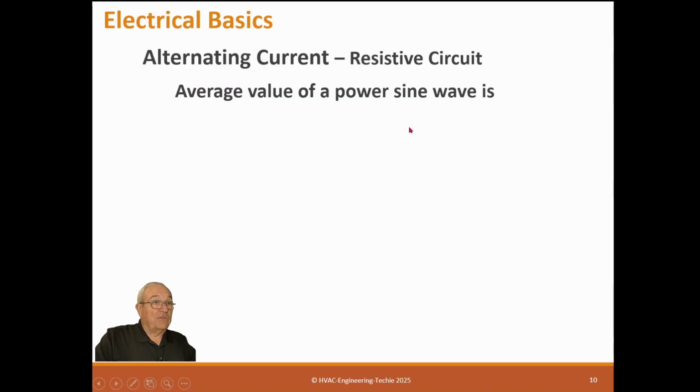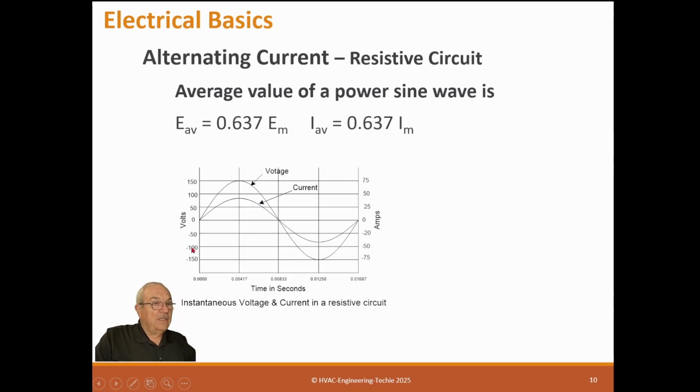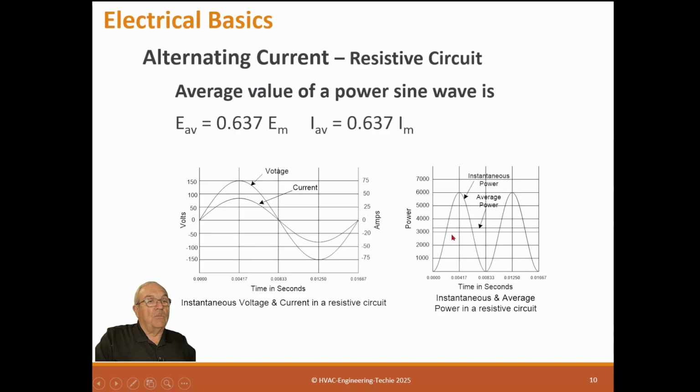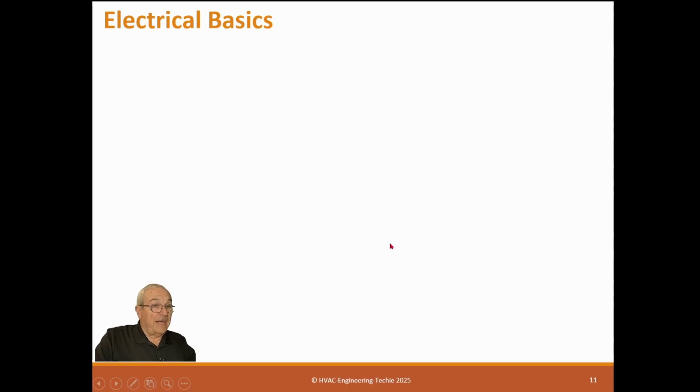Alternating current in a resistive circuit: the average value of a power sine wave is E equals 0.637 times E maximum, and the amps is 0.637 as well. That's the average. This is current, this is voltage, in a resistive circuit. You see they're right following each other, because that's what a resistive circuit is, and the average voltage is going to be at 0.637 of the maximum. So you measure from here to here and multiply times 0.637, you'll get the average of that voltage, and it's true of voltage and amps.